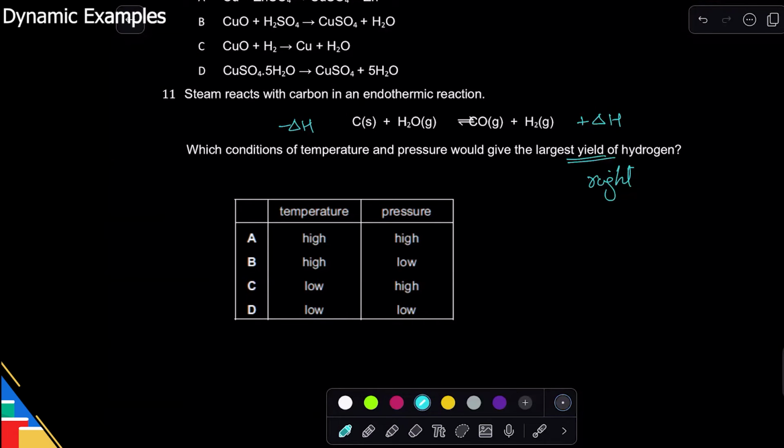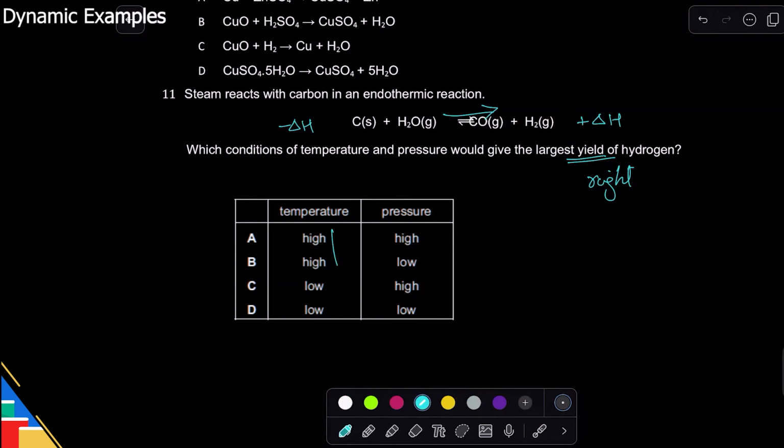So what do they want us to do? They're asking which will increase the yield, which means we want the reaction to favor the forward side. Now let's see, how do we make the reaction go to the forward side? Let's look at temperature. Look at each one individually. If you increase the temperature, will the equilibrium go to the right side or left side? Right. Yes, very good. It goes to the right side, so yield will increase. So it's either this or this.